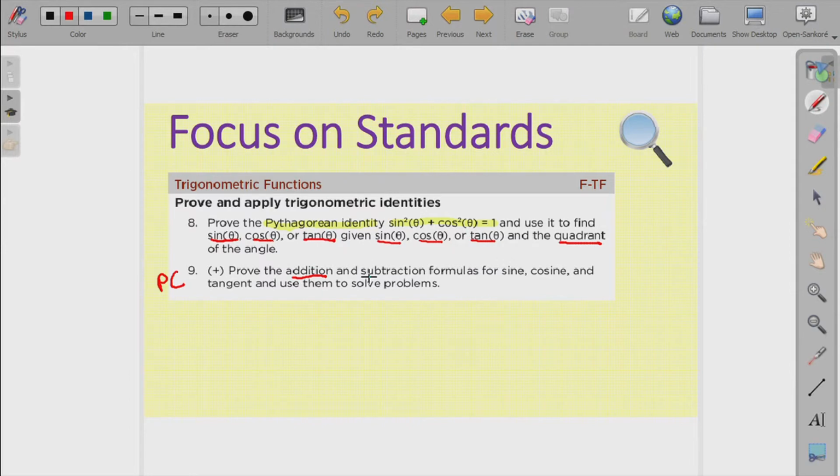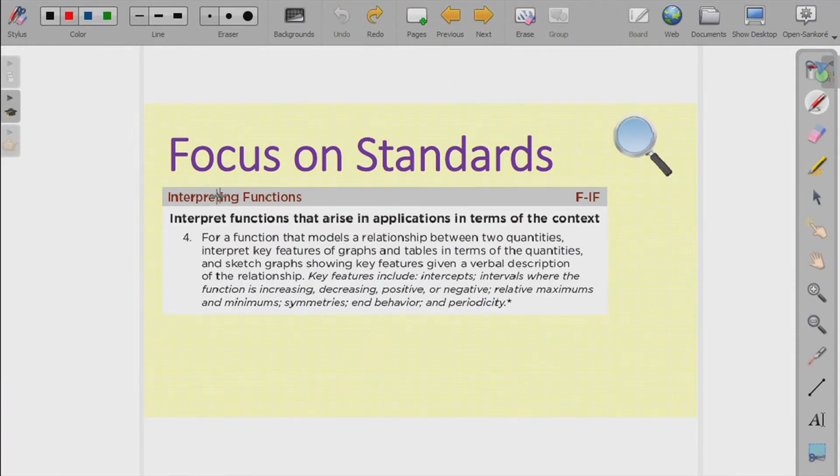It involves the addition and subtraction formulas, sine alpha plus beta, cosine alpha plus beta, and tangent alpha plus beta. In addition, we have the interpreting functions domain. And it's worth a mention that one of the key features that's listed here is periodicity. And now that students have an understanding of periodic phenomena through their study of the trig functions, they can add this to their analysis of functions.